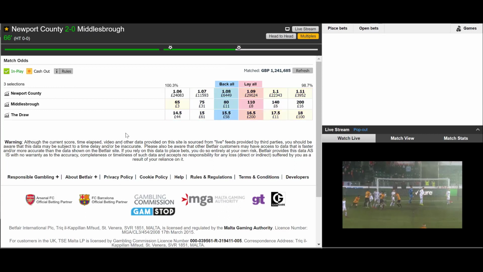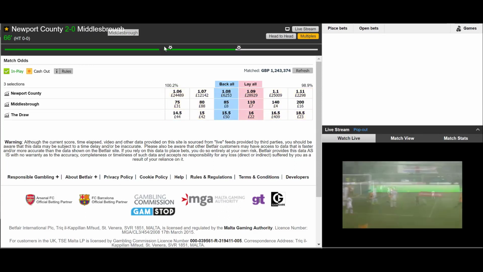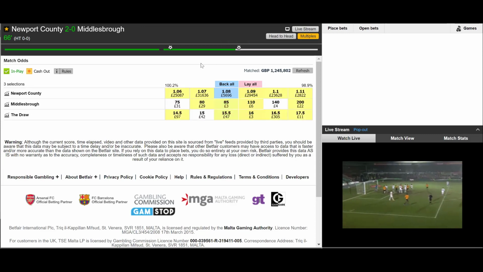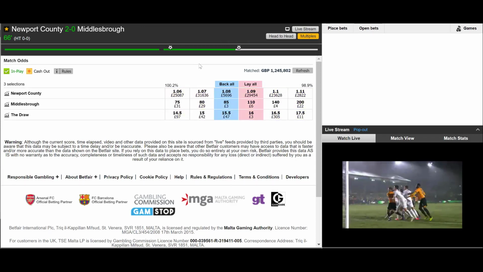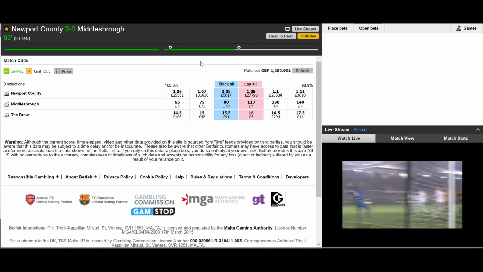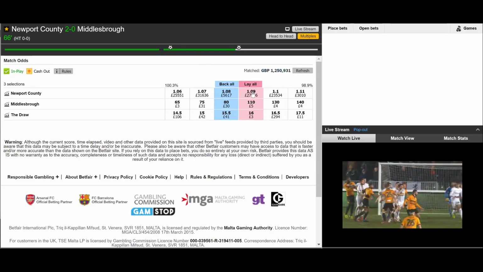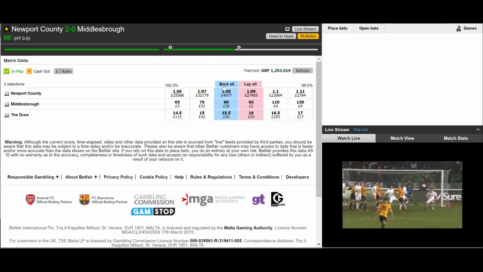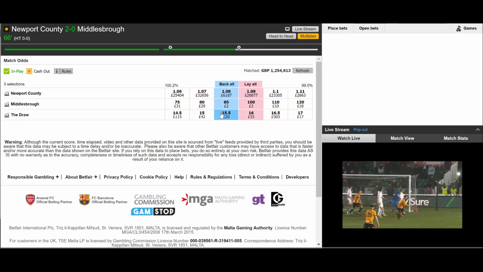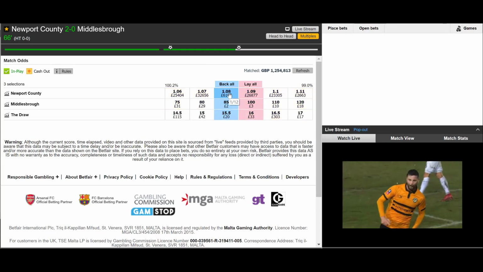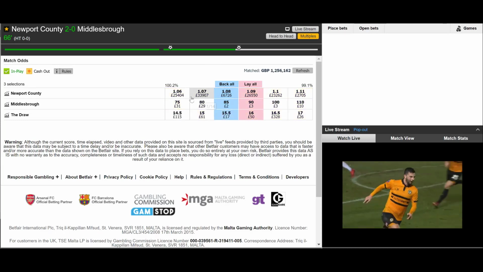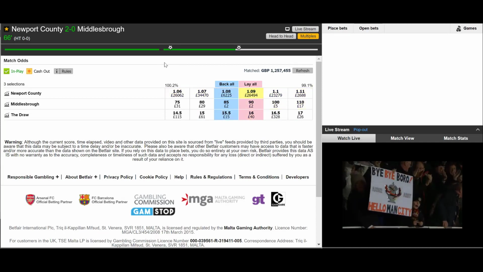And there you have it. It's just gone Newport County 2, Middlesbrough 0. So by watching the match and actually waiting for the opportunity, we've saved ourselves a fair bit of money there. If I laid Newport County at 1.65 after they scored the first goal, then I'd be staring at a loss, because they've been by far the better team and there was absolutely no reason to lay them whatsoever.